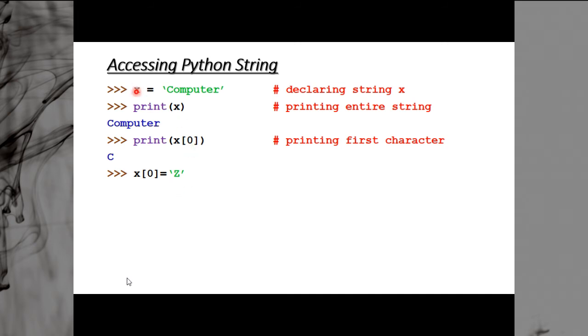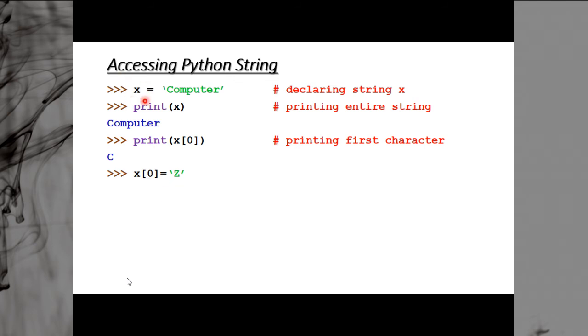Because strings in Python are immutable. Immutable means you cannot change them. You cannot change what? Can't you change a string? Suppose x is computer, can I change it to science? If I write x is equal to science, what happens? Will it generate an error? No. When I say x is equal to science, it will not generate an error. But when I say x[0] is equal to Z, it will generate an error.